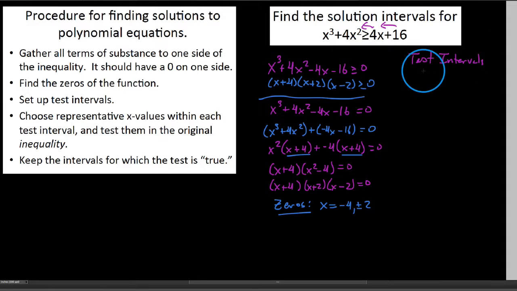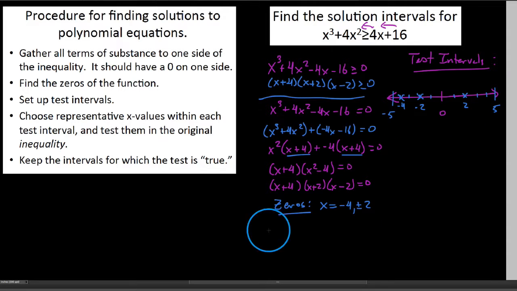So what we want to do is set up our test intervals, and I'm always very keen on drawing a number line here. So in terms of our number line, the x-axis here, the numbers that are important to us are -4, at which we have a split, at -2 we have a split, and then at +2 we also have a split here.